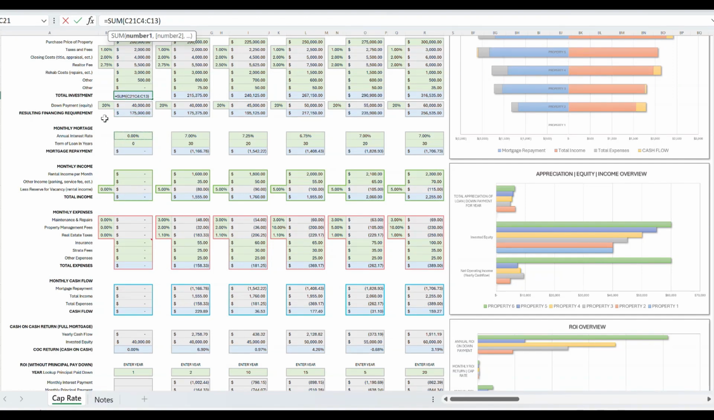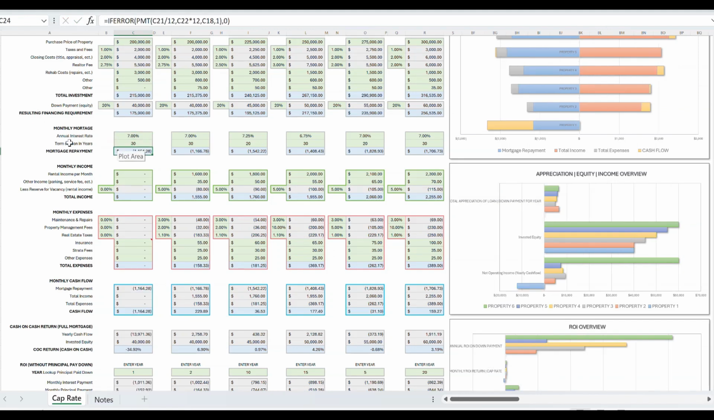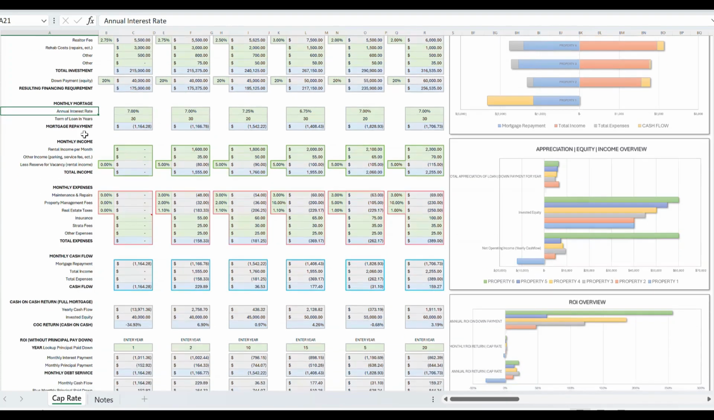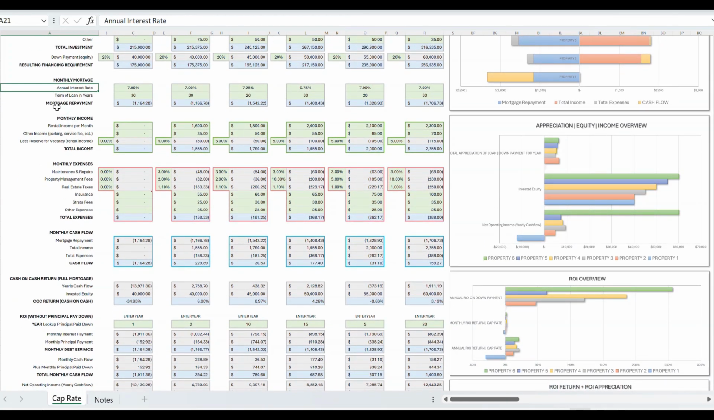Now, annual interest rate. Here is where you put your annual interest rate. It's hovering around about 7% right now, right? So you put in 7%. And then term loan, let's do a 30-year loan. So as you can see here, your mortgage repayment is $1,164, right?